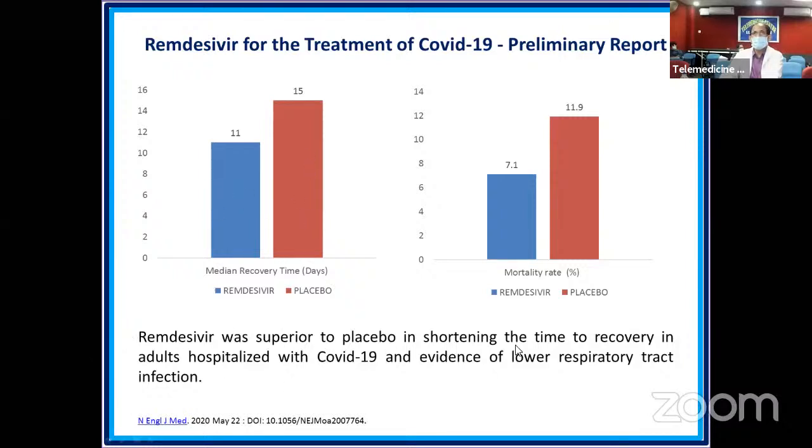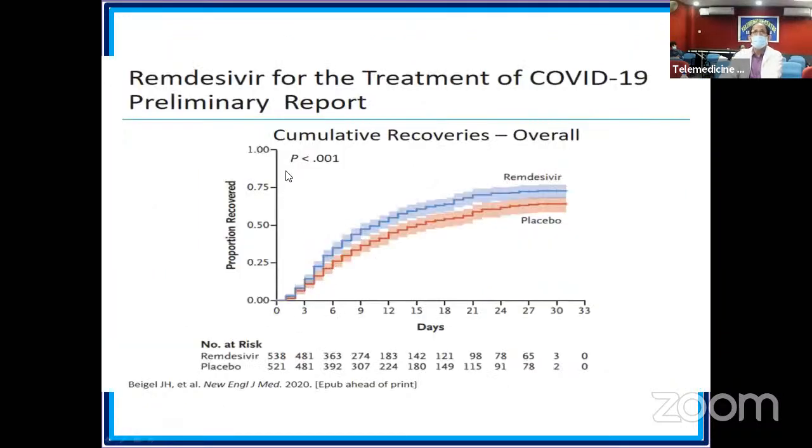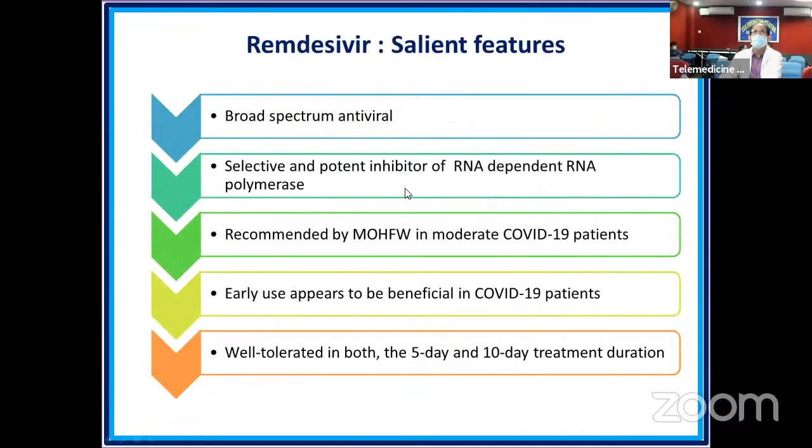Remdesivir is superior to placebo in shortening time to recovery in adult hospitalized patients with COVID-19 and evidence of lower respiratory tract infection. So this is the remdesivir and placebo arm. Recovery is better with remdesivir in comparison to placebo. It is the approved drug, a good drug, provided its timing of use is right.